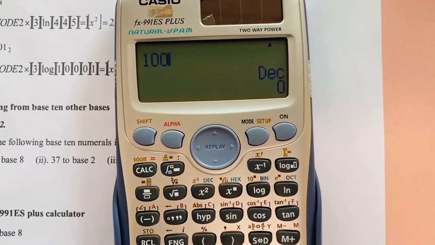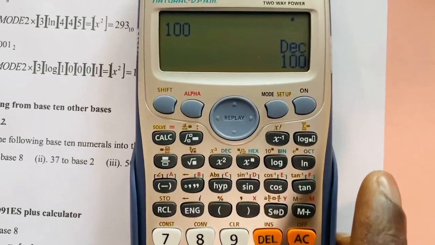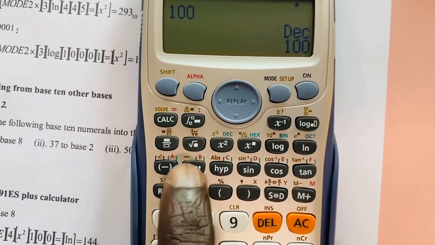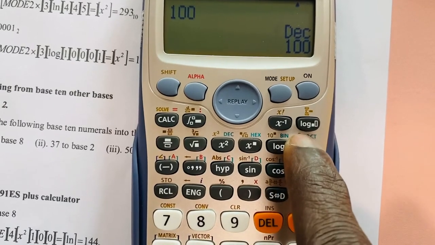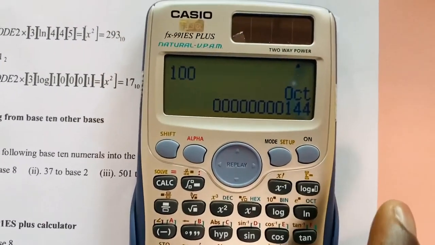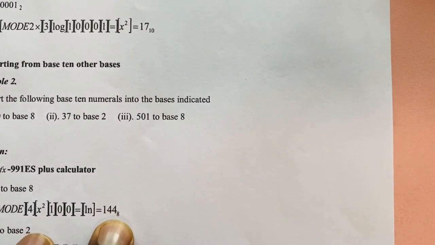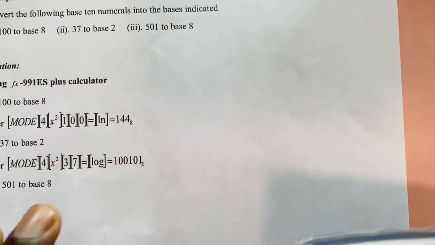Now when you go to the equal sign, then we want to change it to base 8. First of all, you need to look for your base 8 here, and you have 144 base 8. This is here. It's as simple as that.